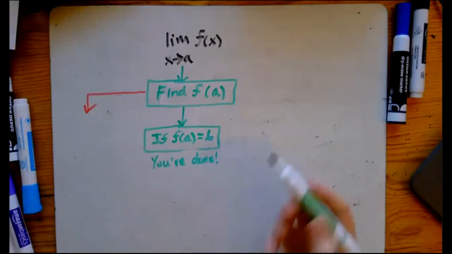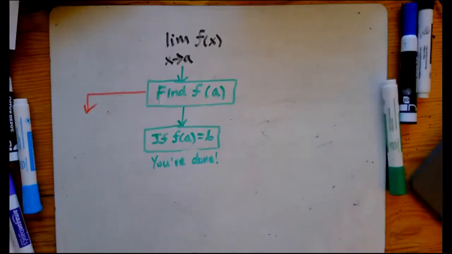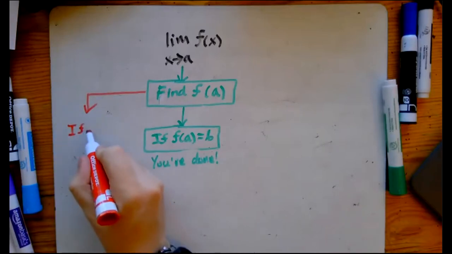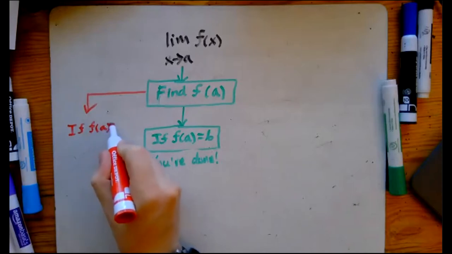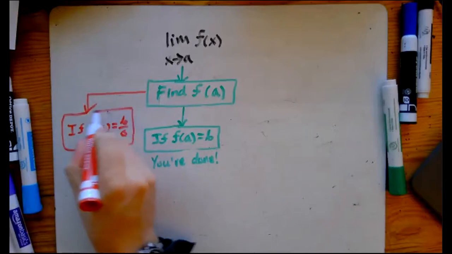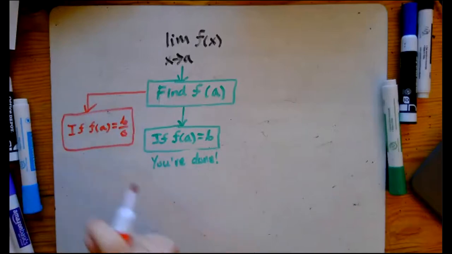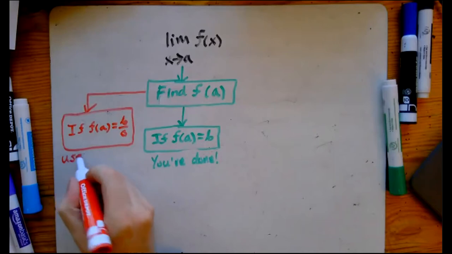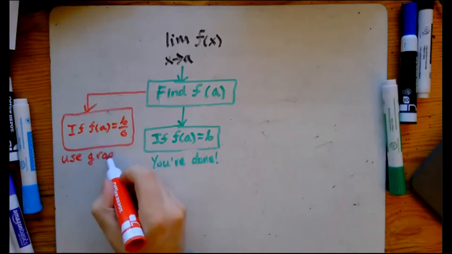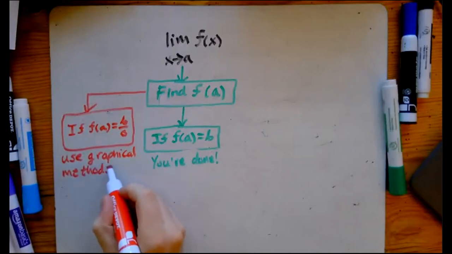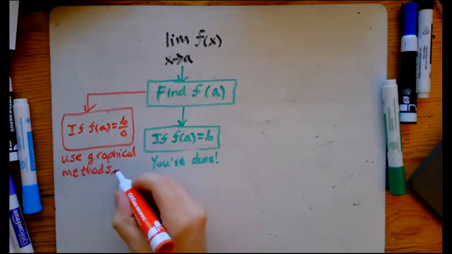It would mean that our answer will be that b there, and we're done. We're good. If f of a equals b over 0, then you're also done, but for sad reasons. Generally it means that you need to use graphical methods, which we're going to learn tomorrow.